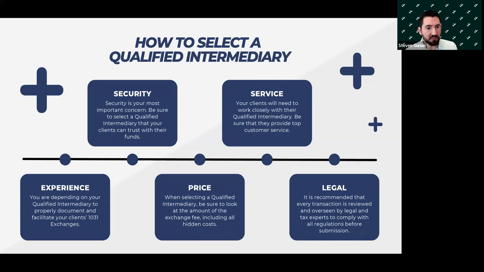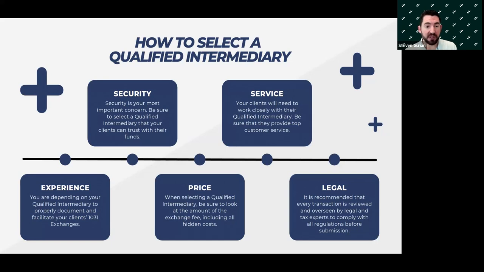Obviously, price. You want to make sure that your QI charges what's ordinary and customary in the market. You want to be sure to look out at the amount of the exchange fee, and you want to make sure there's no hidden costs. A lot of QIs, they charge on a per transaction basis. So when you sell a property, there's a charge. And then when you purchase a replacement property, there's another charge. Every QI is different. Some charge only one-time fees. But again, I would say it's pretty customary for most QIs to charge on a per transaction basis.